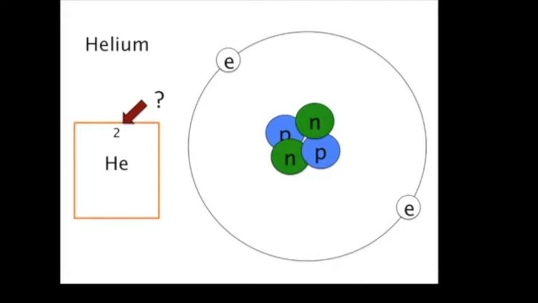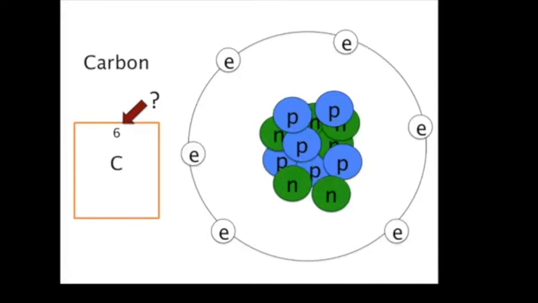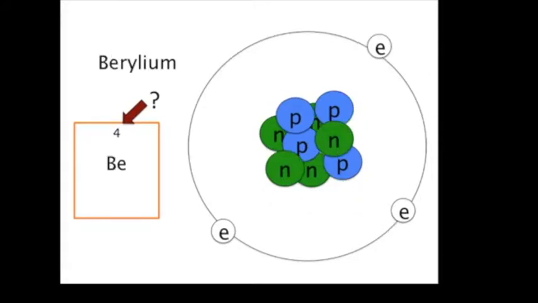I'll show you another one so that you can do a bit of guess who work. So this is lithium. The top of lithium, the number is 3, and this is a lithium atom. Carbon is a 6, and that's a carbon atom. What might that number be telling you about the carbon atom?